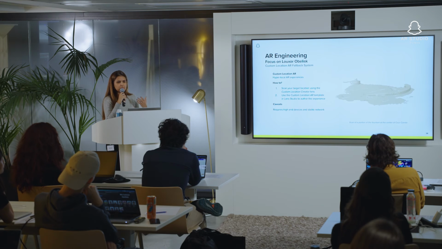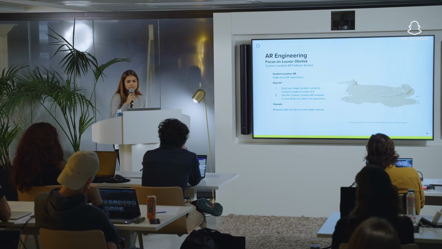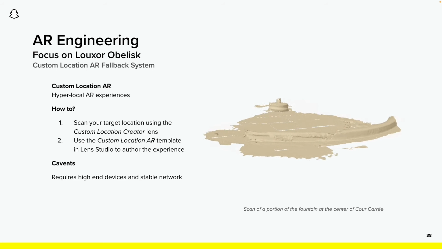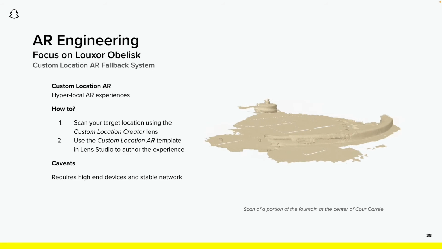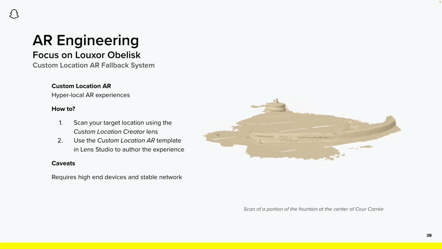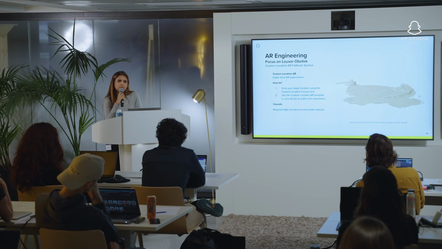And to understand this, we need to understand what custom location AR is. I guess many of you know the landmark experience that you can build with Lens Studio. There is a list of monuments like the Eiffel Tower and Buckingham Palace that you can build experiences around. When you have this lens, it detects that you are in front of the Eiffel Tower and on the right location, so it triggers the experience. But what if you want to create an experience for a specific location that is not within the list?